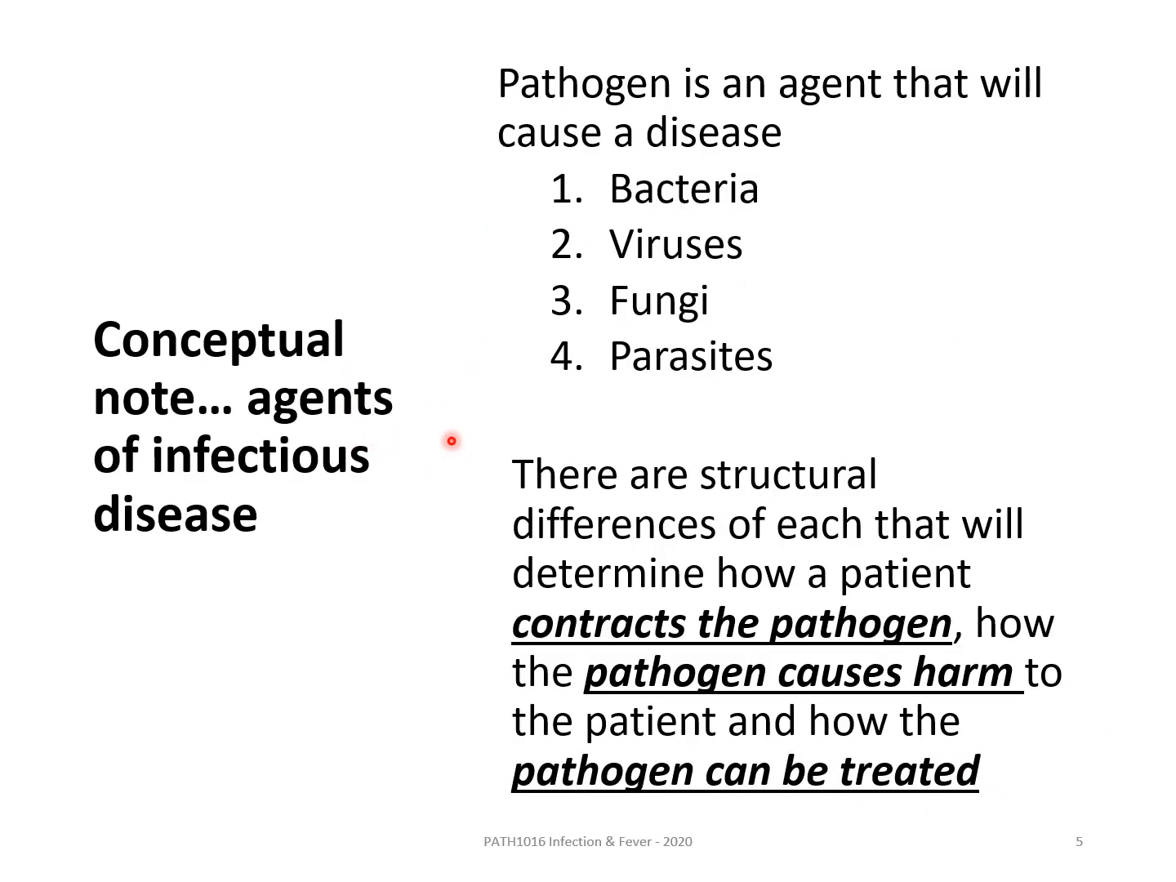Now, some conceptual notes about infectious agents. As I said, there are these four things that we talked about on the previous slide. There are structural differences with each one of them. Those structural differences, meaning how a bacterium is made up, how a virus is made up, basically will dictate or determine how a patient can get it, how the pathogen can then cause harm, and how we would actually treat it.